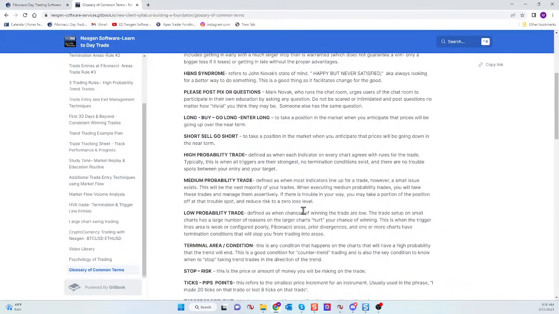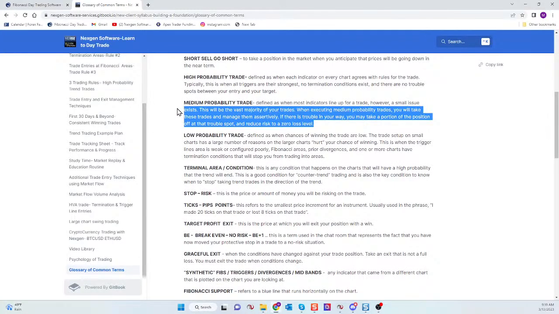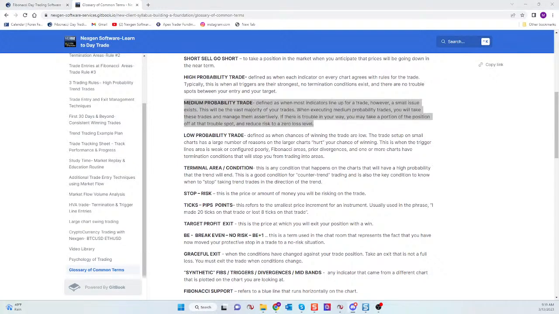Your high probability trend trade, your ability to read charts is going to take you to your next trade, the one that's going to be the majority of your trades. And guys, this is what we call a medium probability trade. When most of your indicators line up for a trade, however, a small issue exists. The language is important there. A small issue exists, not multiple small issues. Not a bunch of issues exist, but I'm going to take it anyway. But really, a small issue exists. You're going to be able to identify that with chart reading. You're going to be able to take these trades, manage them assertively, understand where the problems lie, get to a zero loss level. This is going to be the majority of what you do, guys.